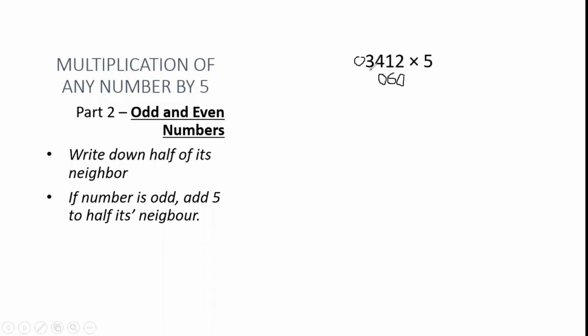And for 3, which is an odd number, we need to add 5 to half of 4, which is 2. So I'll say it again. We're adding 5 to half of 4, which is 2. So 5 plus 2 will give us 7. And then half of 3 is 1. So we have 17,060. This is easy. If you agree with me, this is pretty easy.